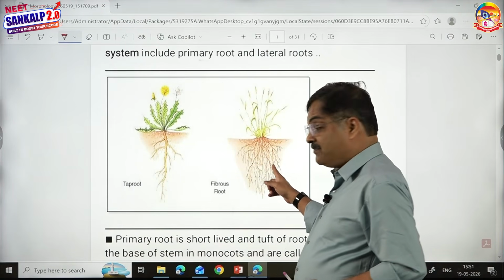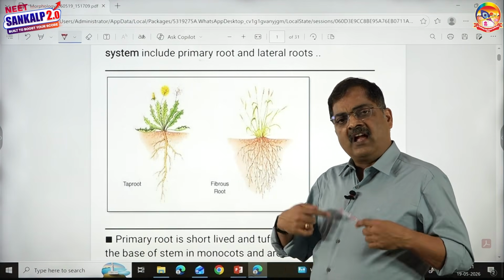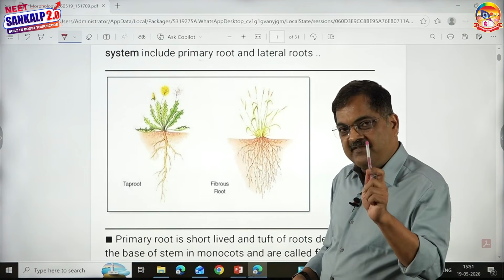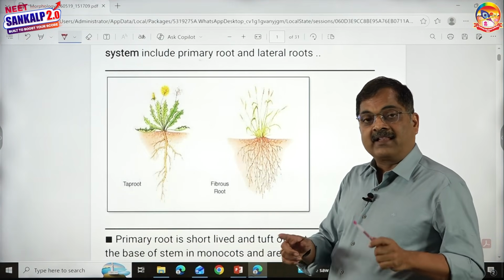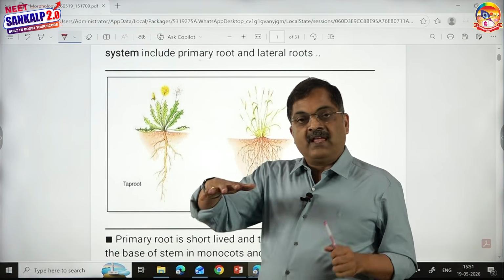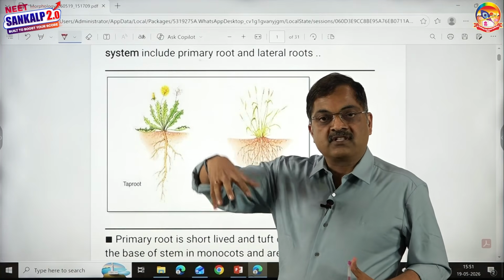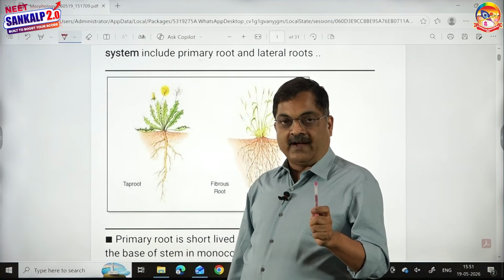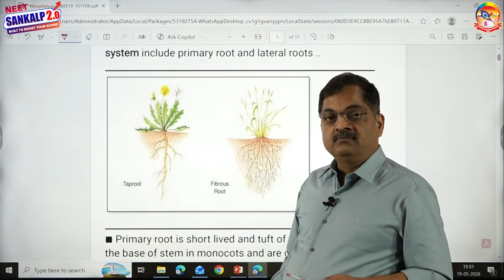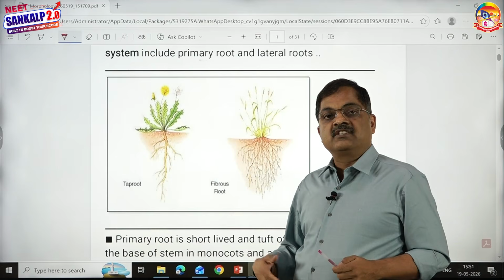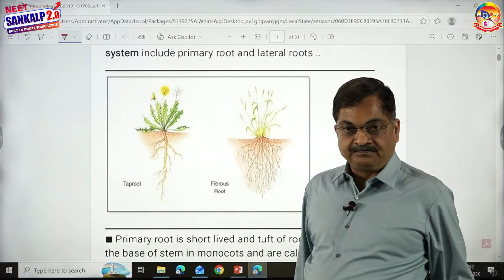Now, the second type of root system is said to be fibrous root system, or you can even call it as adventitious root system. I'll tell you the difference in a minute. Here also, the radicle develops into primary root, but the primary root is short-lived. In place of primary root, a tuft of roots develop. They look like a bunch of roots at the base of the stem. You call them as fibrous roots. This root system, unlike taproot system, is shallow or superficial, and it is distinctly seen in grass family, that is Poaceae, or members of monocots.